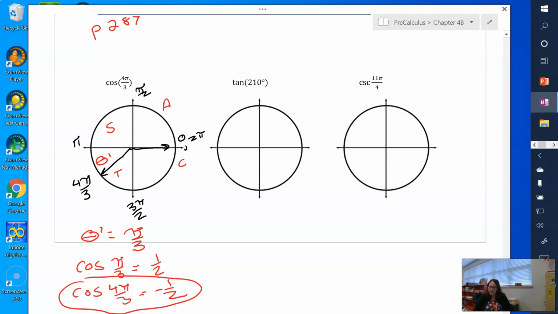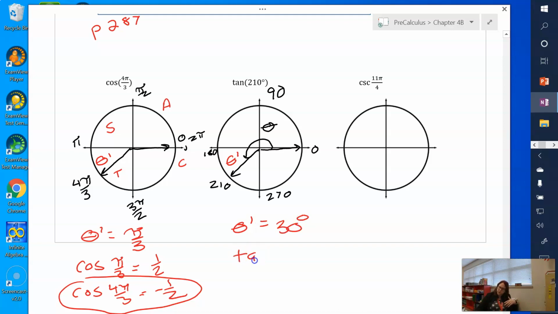Okay. Let's do one more, and then we'll call it good for today. Let's do the tangent of 210 degrees. Step 1, label. Step 2, draw the angle. Okay. Step 3, reference angle. So my reference angle right here is theta prime. Theta prime is the difference between 210 and 180, so theta prime is 30 degrees.